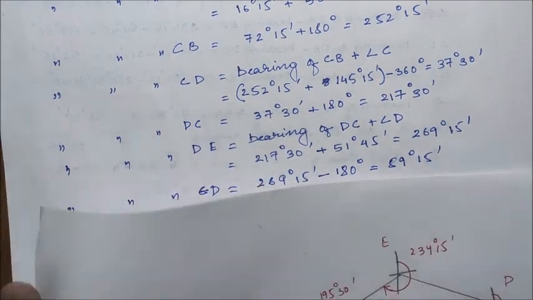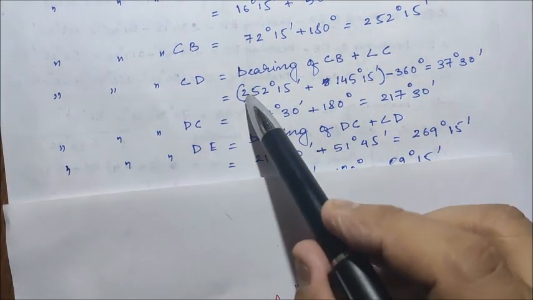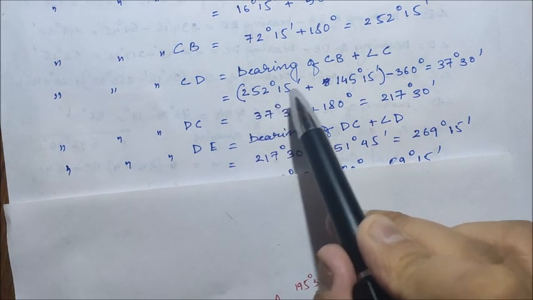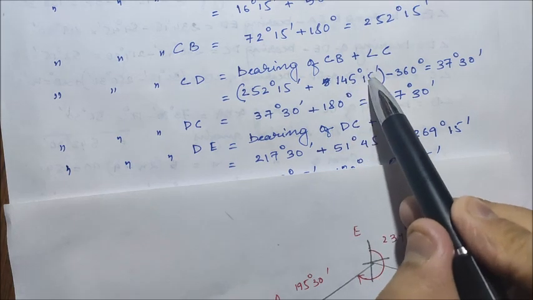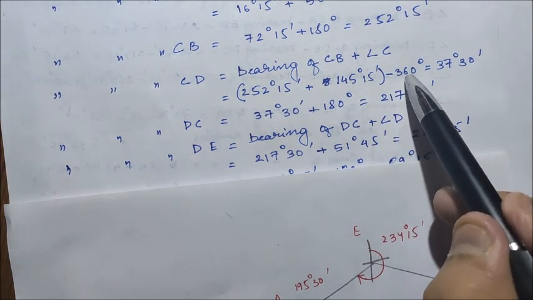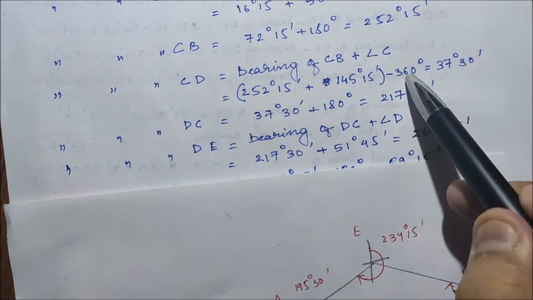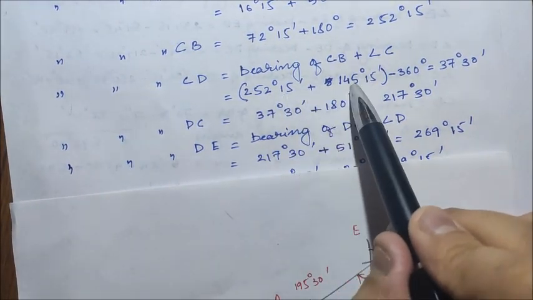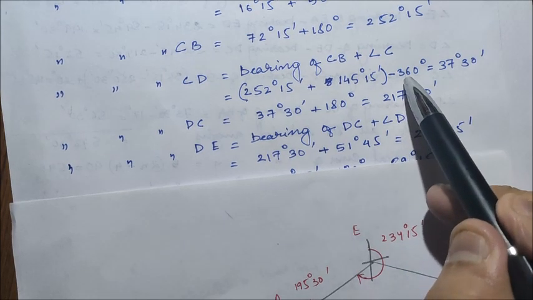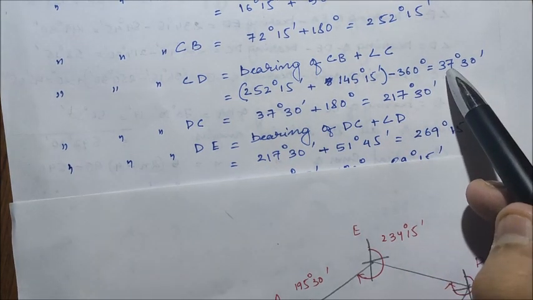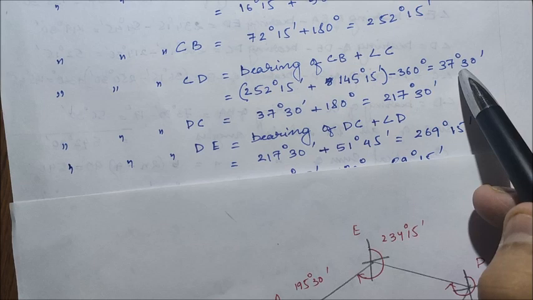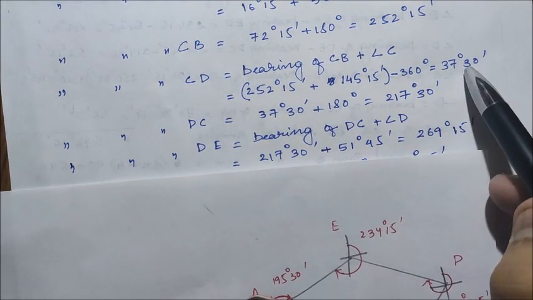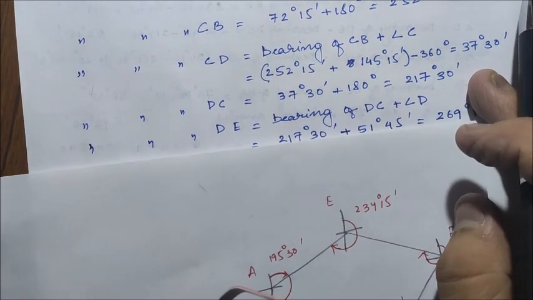Where is the bearing of line CB? 252 degrees 15 minutes plus 145 degrees 15 minutes minus 360 degrees. Again, here we have a value greater than 360 degrees, so just subtract 360 degrees and you will find the bearing of CD. I have already explained this step earlier, so let's carry on with the next step.